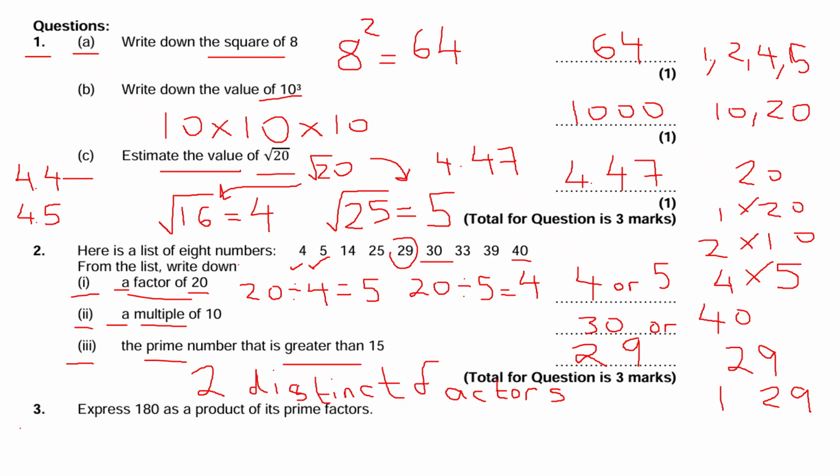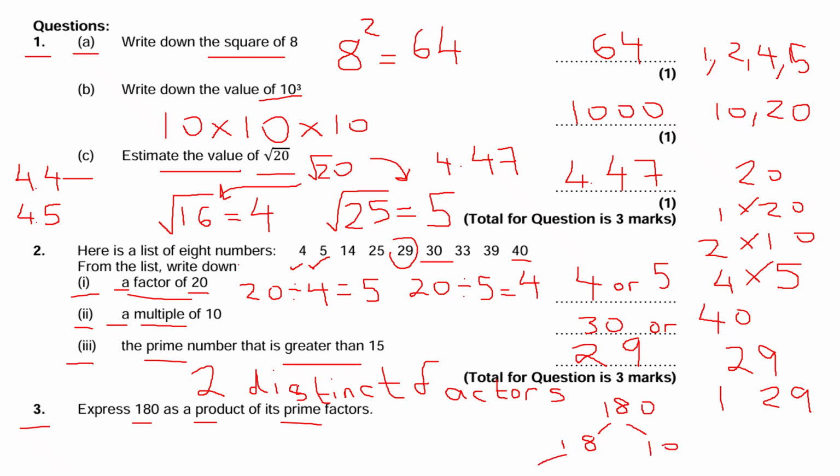Question 3, express 180 as a product of its prime factors. So a really common exam question that appears every single year in Edexcel and OCR. So writing 180 in a factor tree. So two numbers that multiply to make 180. Well, that's going to be 18 and 10. Again, obviously go for any two numbers other than 1 and 180.